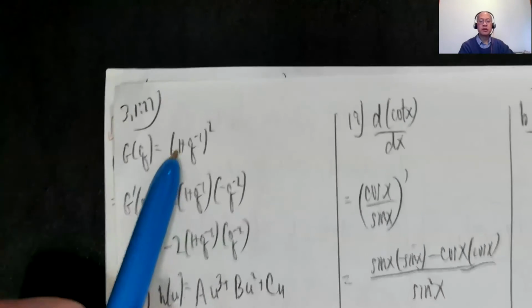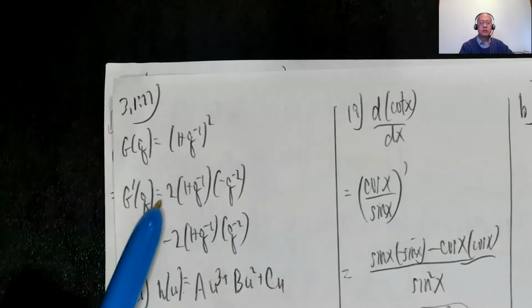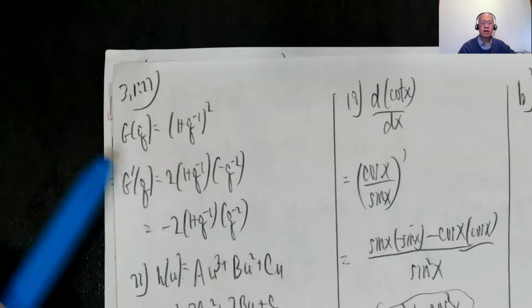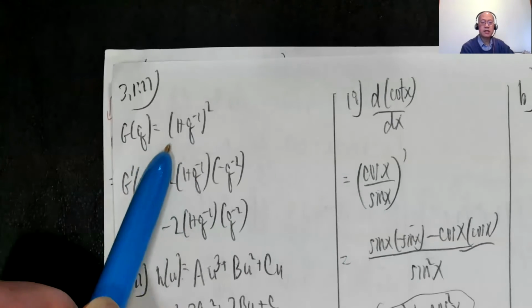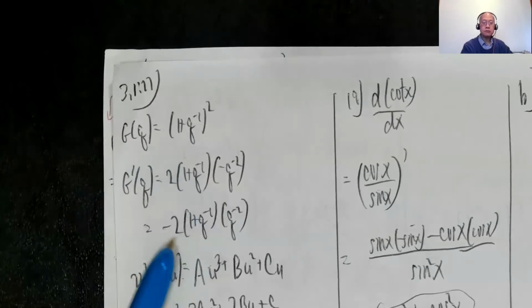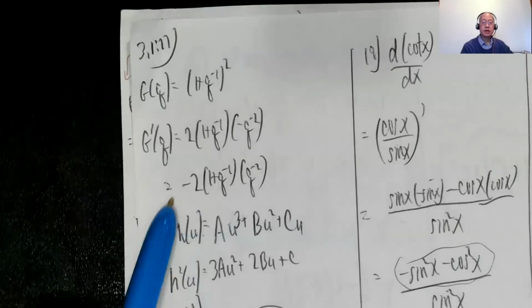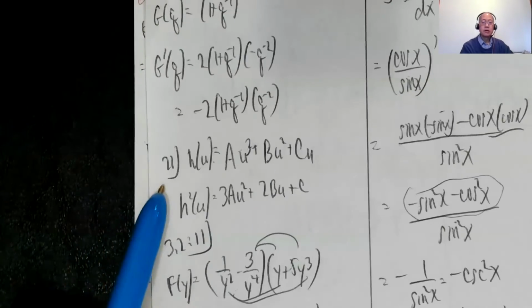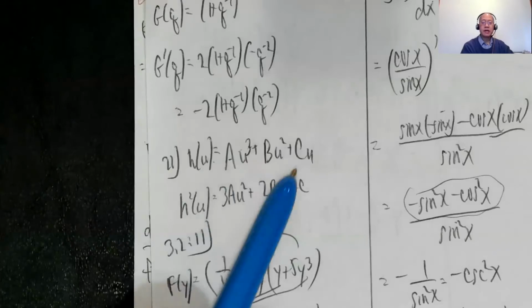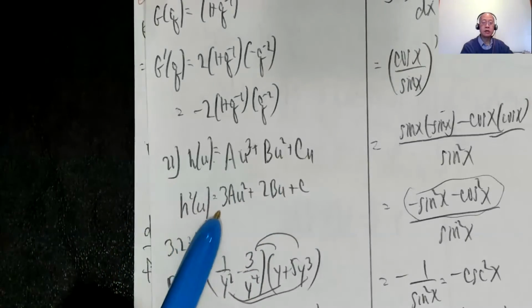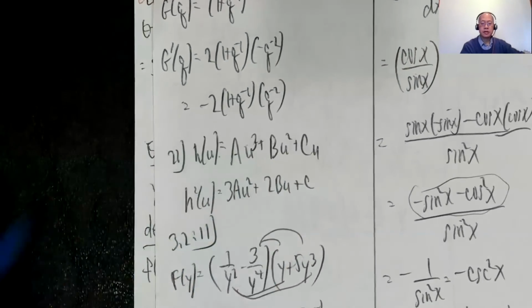g of q is 1 plus q to the -1 squared. So g prime is 2 times 1 plus q to the -1 times the derivative of the inside, which is -1 q to the -2. And with a little bit of touch up, you can write it like that. Problem 21, the derivative of this, a, b, and c are constant. So the derivative is 3a u squared plus 2bu plus c.